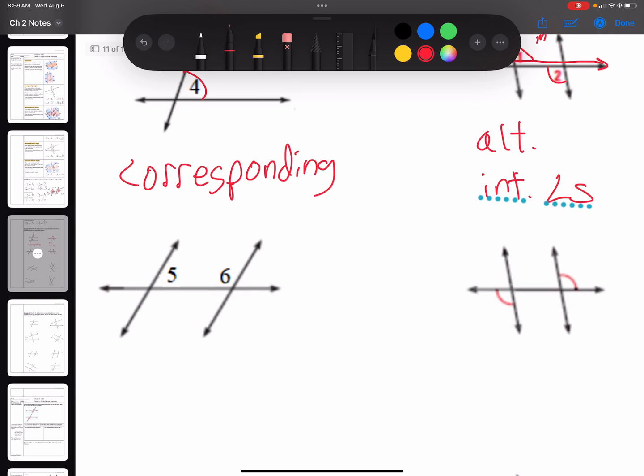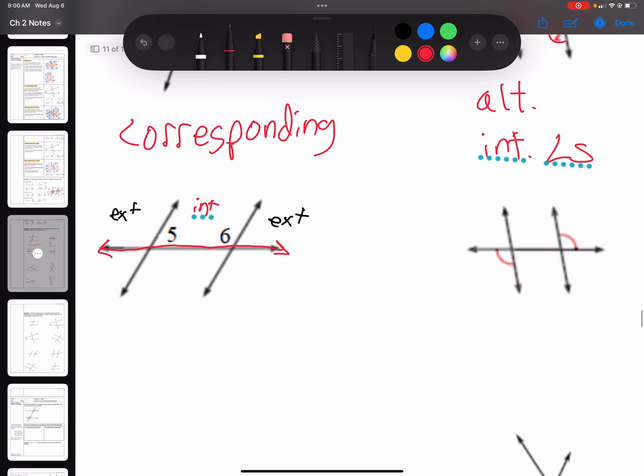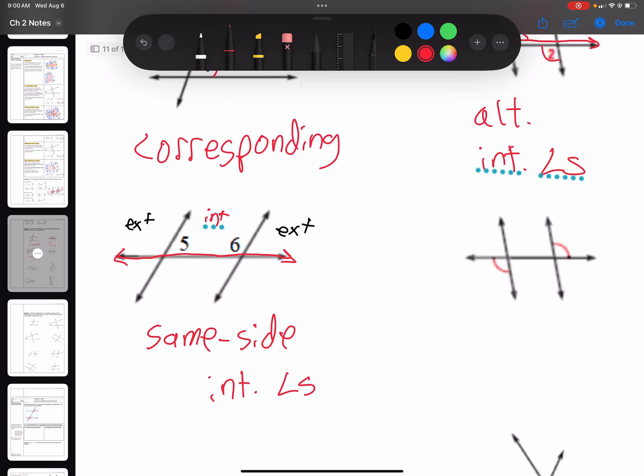5 and 6, here's my transversal. They're both located in the interior. Now, reminder, it might be helpful if you do this on all the diagrams. You don't have to. But they're in the interior, and they're both on the top. They're both above the transversal. They're on the same side of the transversal. So those are same side interior angles.